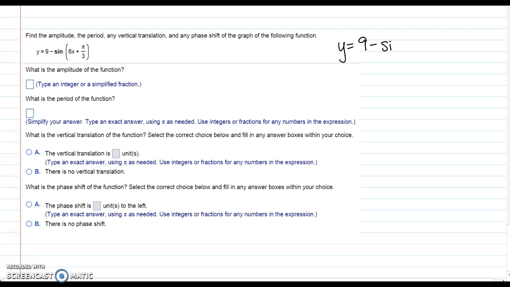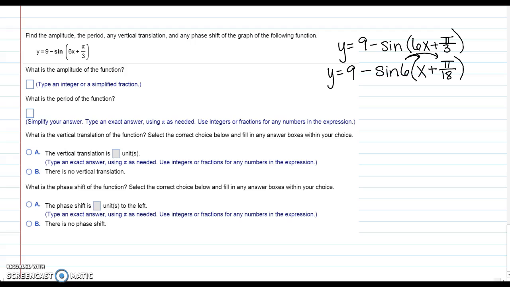9 minus sine of 6x plus pi over 3. This question does have a number in front of x. There is a coefficient to factor out. You have to remember, factoring out is exactly like dividing. 6x divided by 6 is x. Pi over 3 divided by 6 is the same as pi over 3 times 1 over 6, which is pi over 18. If you're confused about whether you factored it out correctly, try distributing it back and seeing if you get what you started with. If you do, then you did it right.